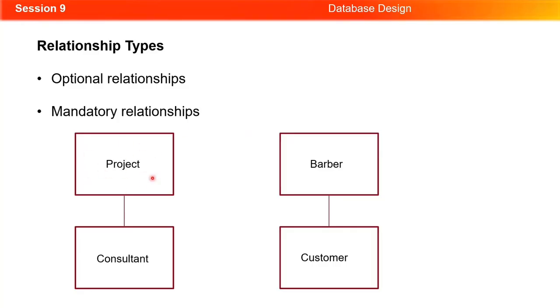Here is an example: a project and a consultant. Not every project will have a consultant, and there may be times when a consultant doesn't have a project. And then there are mandatory relationships, where the two entities must participate or interact with one another. Here is an example: a barber and a customer. When a customer gets his or her haircut, the barber must always be there. So in this case, it's a mandatory relationship for these two entities to participate.